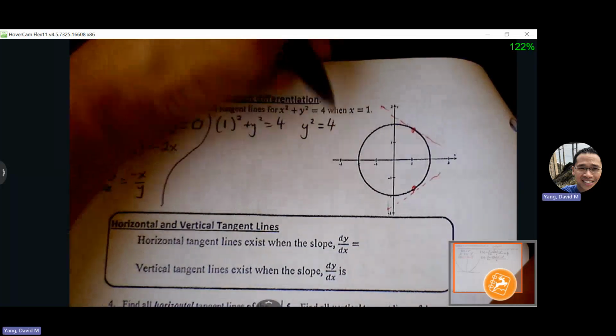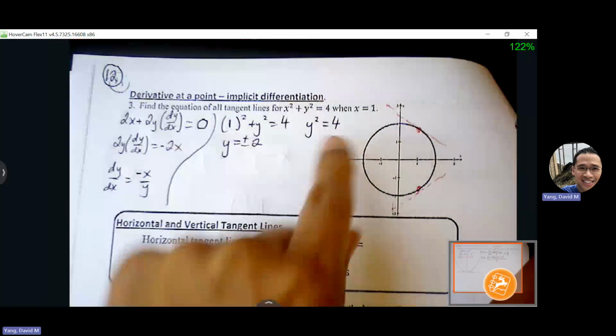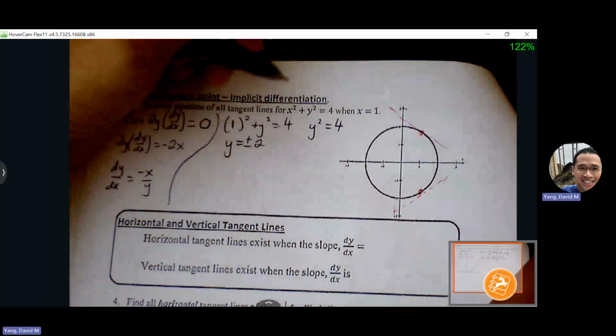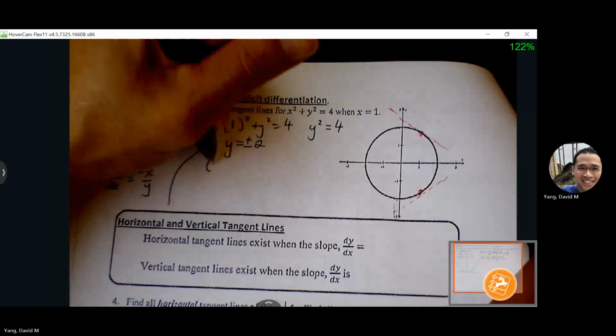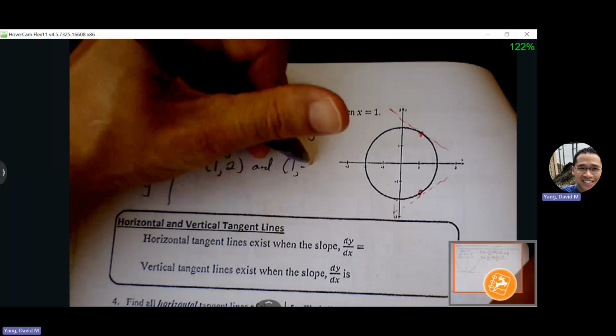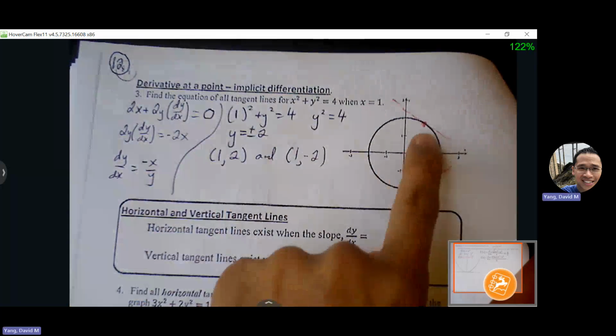Yeah, and so that's good, right? That we are able to get two different y values because we're expecting two different ordered pairs. So what are the two ordered pairs that we're going to be working with? 1, 2, and 1, -2. So each point will tell us a different slope.